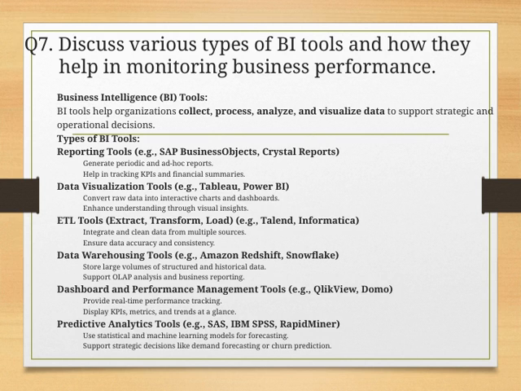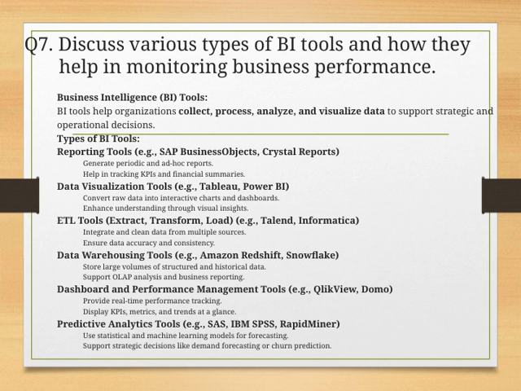Data warehousing tools, including Amazon Redshift and Snowflake, store large volumes of structured and historical data. They support online analytical processing, or OLAP, which allows us to perform complex queries and generate comprehensive reports about past and present performance. We also have dashboard and performance management tools, such as QlikView and Domo.